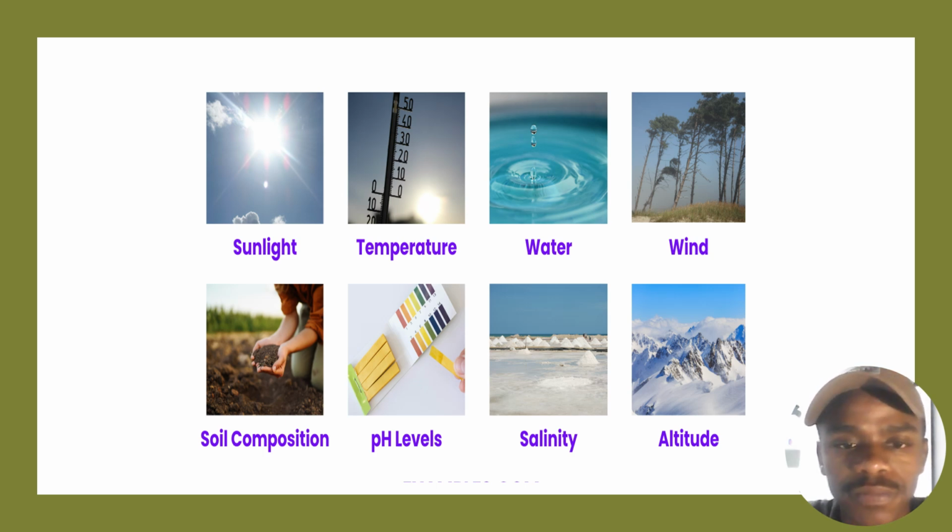As you can see, we have various pictures there which depict the non-living resources that are found in an ecosystem or the environment that we live in. We have sunlight, temperature, water, soil composition, wind, pH level, salinity, and altitude. So today we'll be looking at the non-living components or resources in the ecosystem.